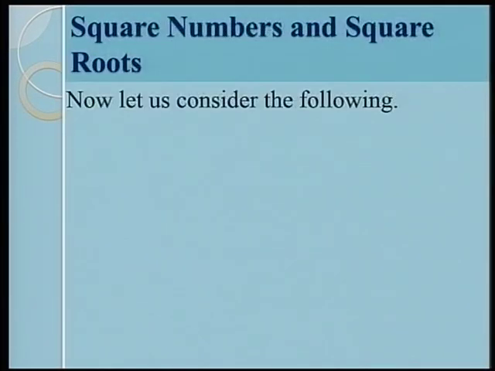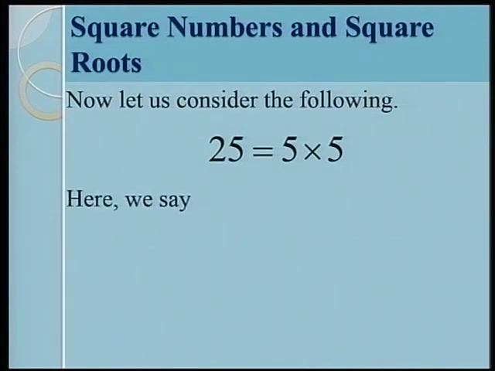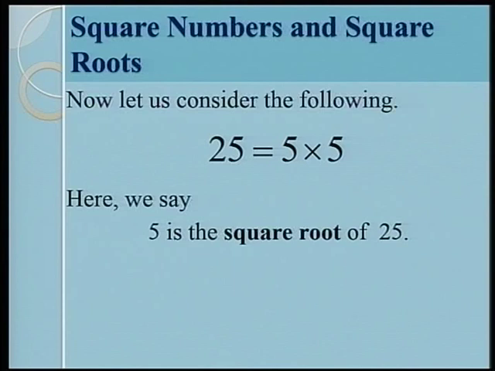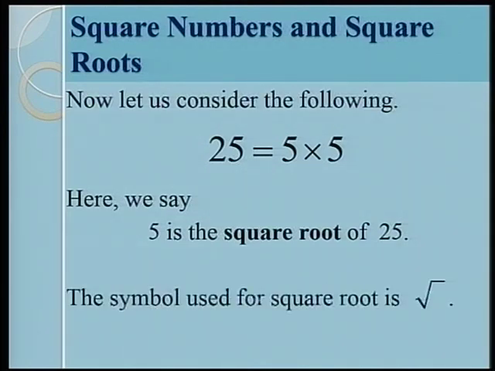Now, let us consider the following. 25 equals 5 times 5. Here we say that 5 is the square root of 25. The symbol used for square root is this one.